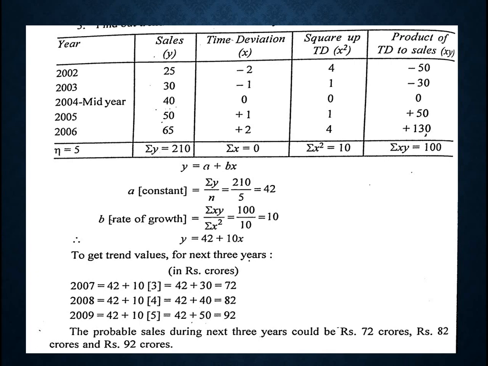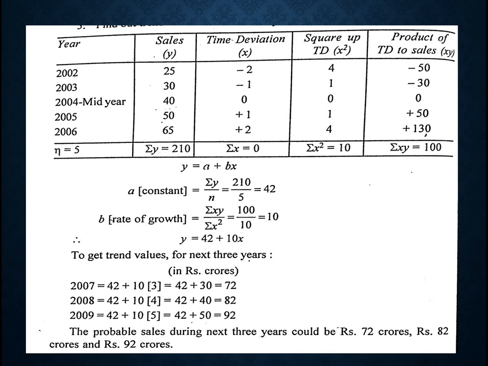Next step is to square the TD, that is, the time deviation. In the next column we square whatever time deviation we have calculated. The first time deviation is minus 2, so the square of minus 2 is 4. Square of minus 1 is 1. 0 is 0 only. Plus 1 squared is 1. Plus 2 squared is 4.